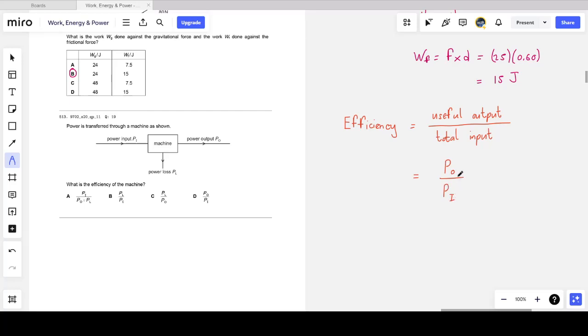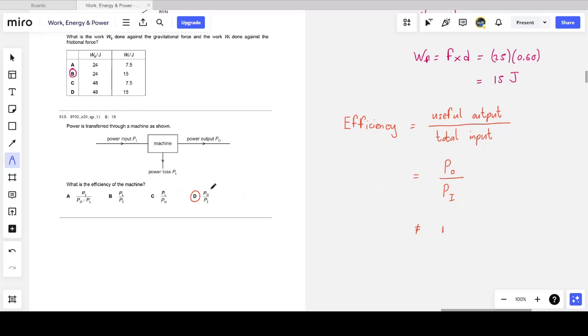So maybe they were trying to throw you off with the power loss, but remember, the greater the power loss, the smaller this ratio. And the smaller the power loss, the greater this ratio. And so the efficiency is simply PO over PI, and it's not equal to 1. Shouldn't be equal to 1 because there's power loss. And so this corresponds with option D.